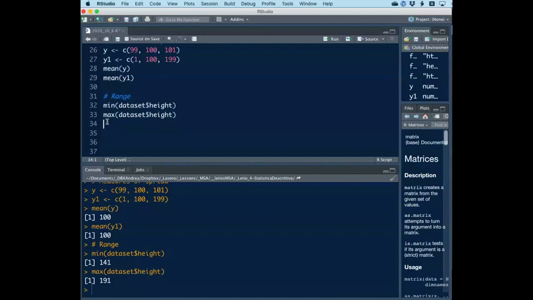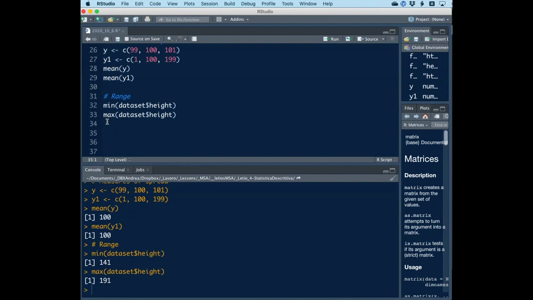Well, this is really not sufficient because we might have outliers. And if we have outliers, the range is strongly affected. So it can show that the data set is much more spread than it is indeed. So we need to use other measures.